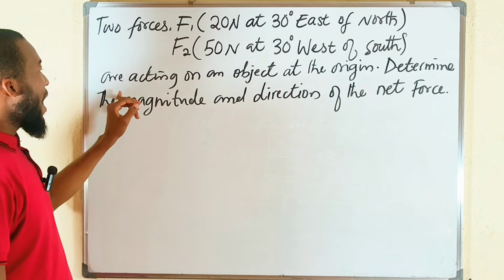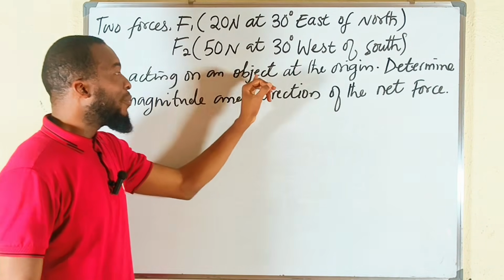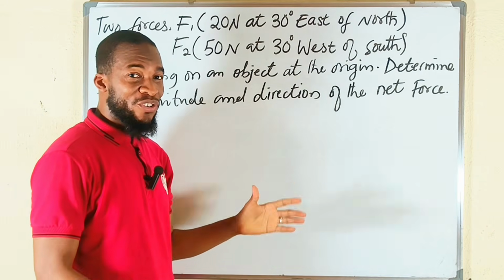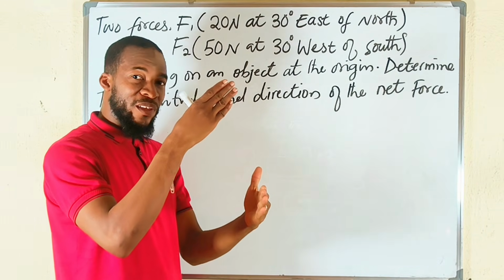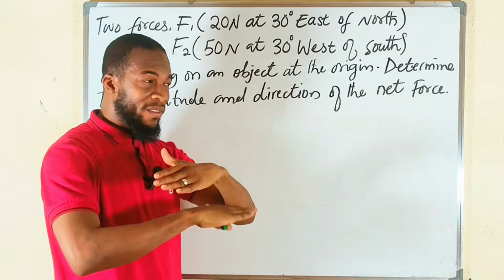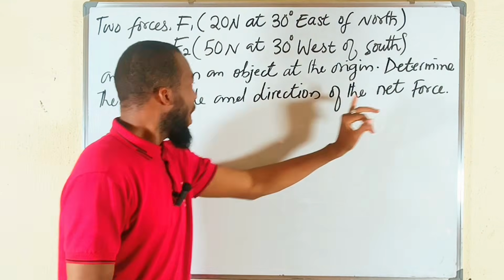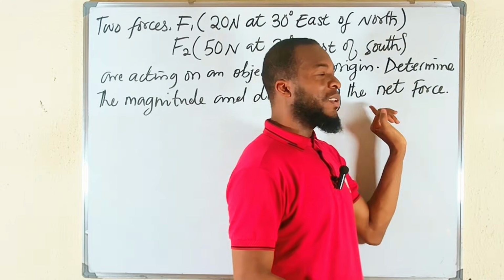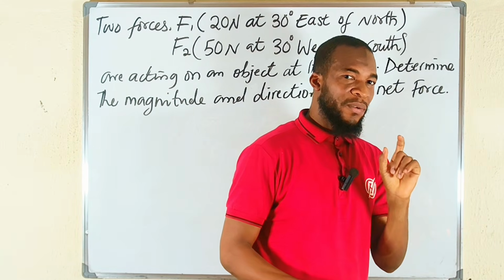All these two forces are acting on an object at the origin. You know what an origin is, right? Where the two components meet, the origin. We're asked to determine the magnitude and the direction of the net force, the resultant force.